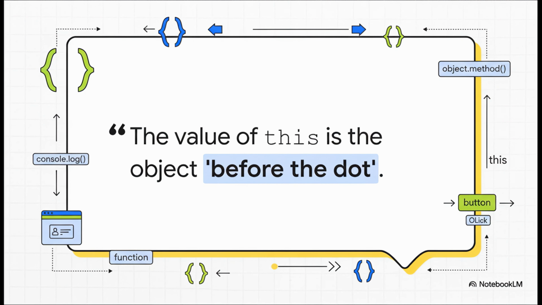Okay, everybody, listen up. If you remember one thing from this whole explainer, let it be this. This is the golden rule. The value of this isn't fixed. It's decided by whatever object is sitting right there before the dot when the method is actually called. That's it. That's the secret.